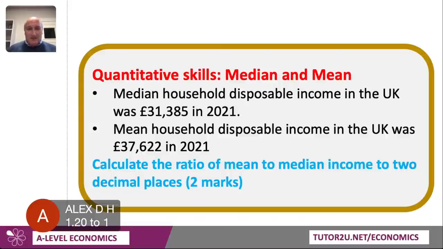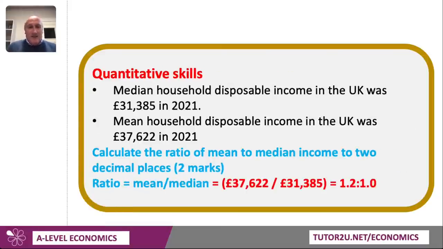Yeah, let's have a look at the answer then. Alex has got it right as well. Important to read the question. Calculate the ratio of mean to median, although I gave you the data in the other order. So it's 37.3762 divided by 31.385, which gives a ratio of 1.2 to 1.0.